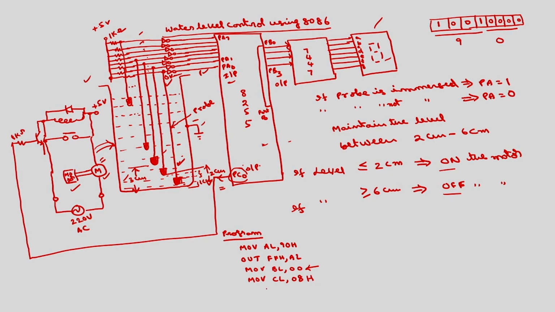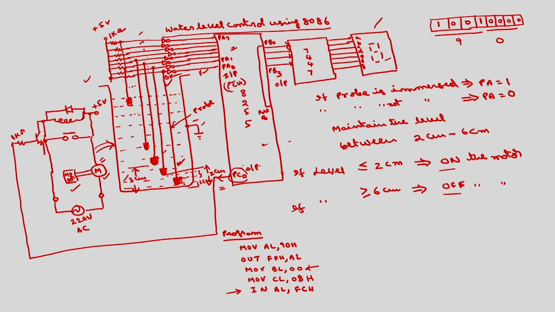Okay. So I have to check now the contents of the AL because this is connected to port A. So IN AL, FCH, FCH is the address of port A. With this the status of all the probes will be available in AL. Now you have to check the lower first, PA0. PA0 is connected to the lower order which corresponds to 1 centimeter.